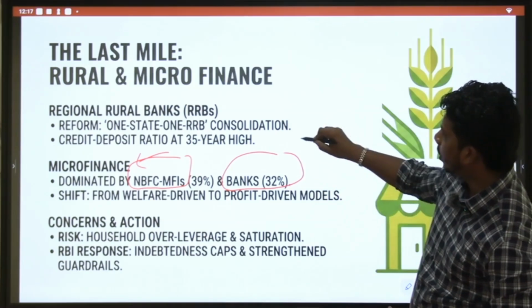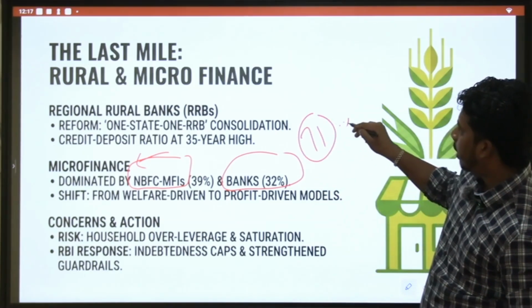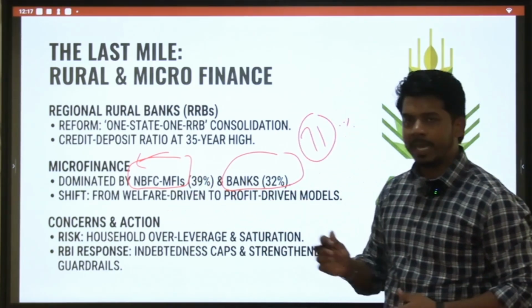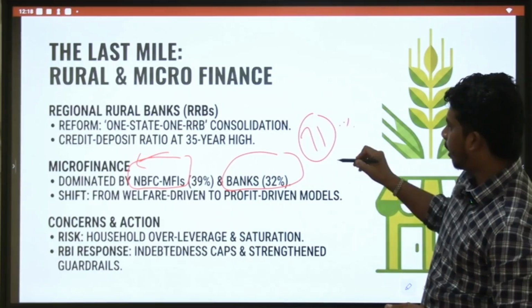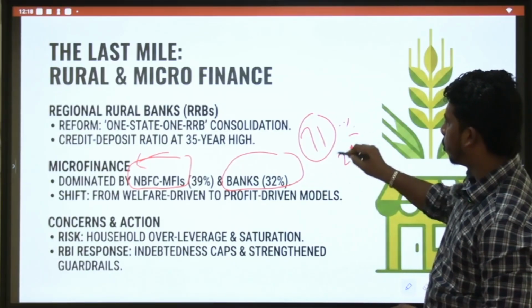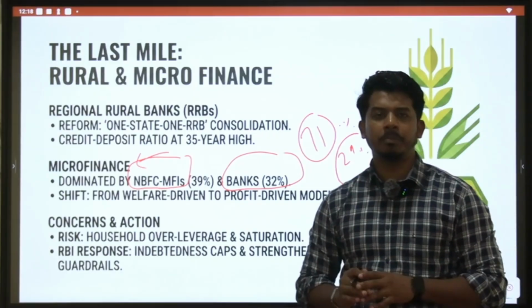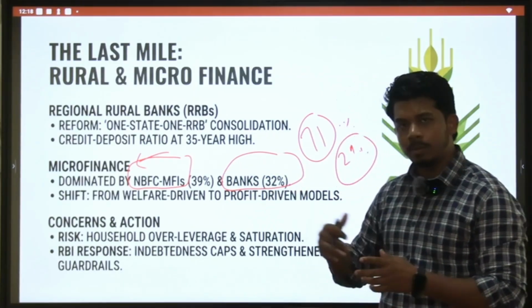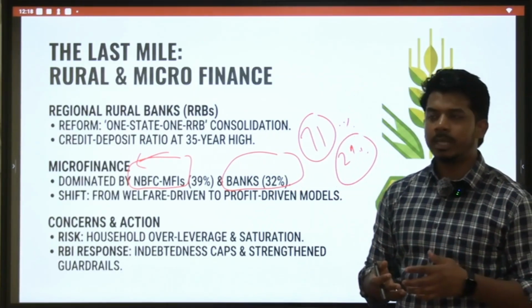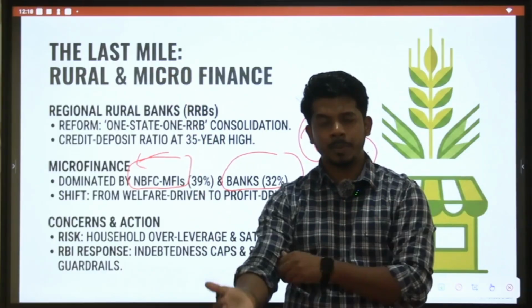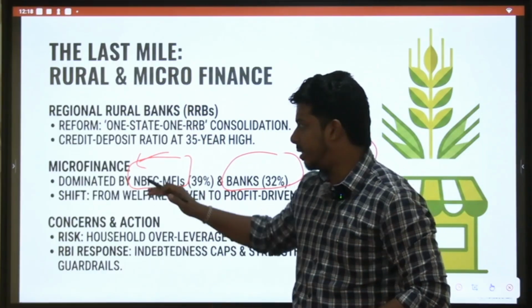Almost 71% is from large NBFCs and banks. Only the remaining 29% are smaller institutions which are not so focused on profit. These larger institutions want more profit. So what they are doing is giving maximum loans to the maximum number of people. They are saying our reach has increased.